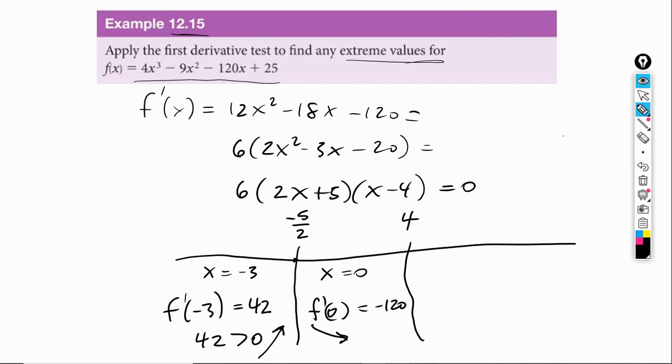But we're going to verify that by plugging in something greater than 4. Let's say 5. So if we plug that into the derivative, it's going to give us the slope. And the slope there is 90, which is greater than 0. So that means that it's going to be increasing. So this here is a relative minimum. And therefore, we have found the extreme values for this function.